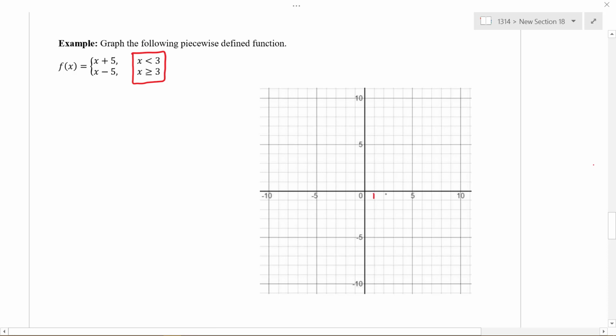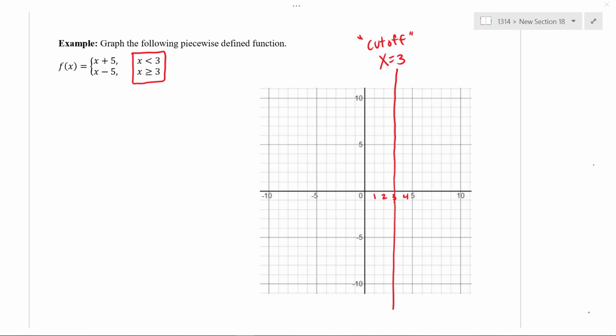So I'm going to find a positive 3 for x, which is right here, and I'm going to draw a vertical line. This represents what we call the cutoff x value. Now we want to decide which equation will be plotted to the left of that line and which equation will be plotted to the right of that line.